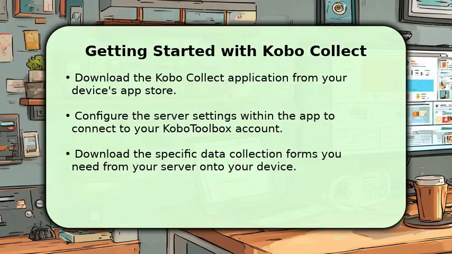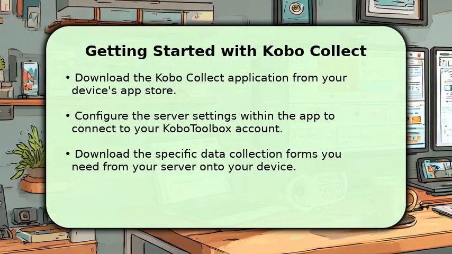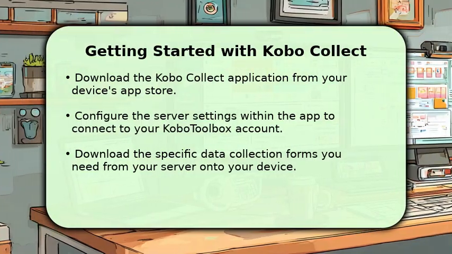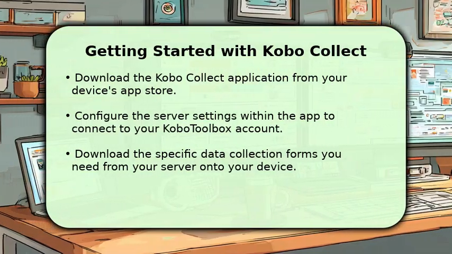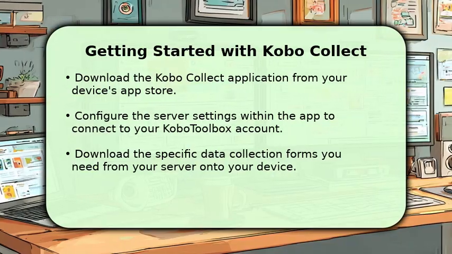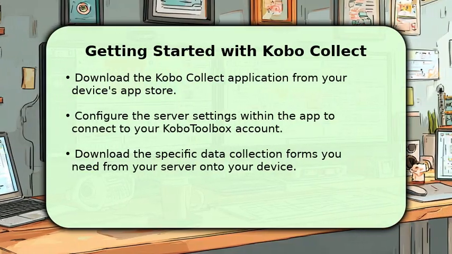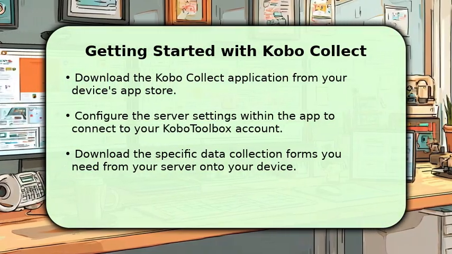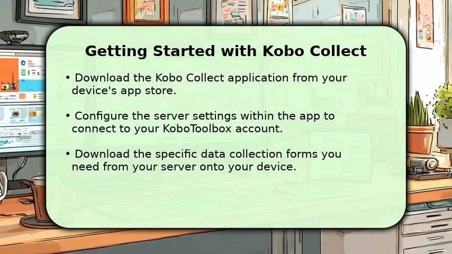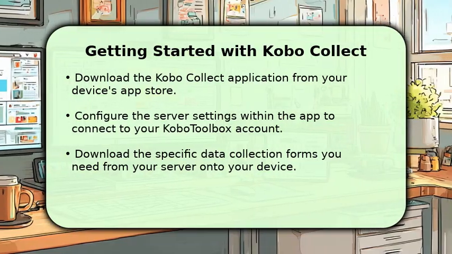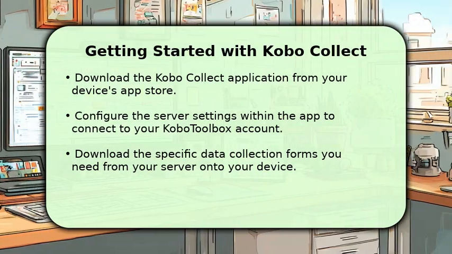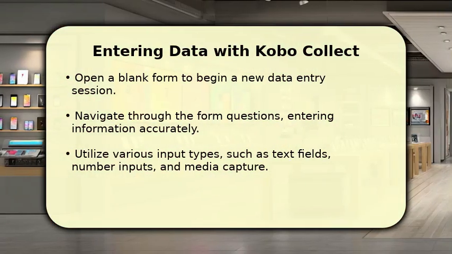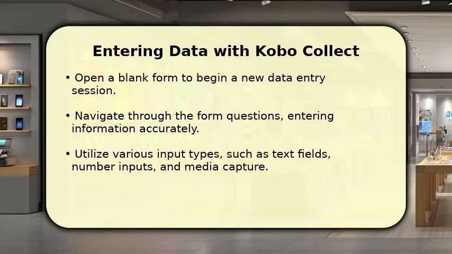To begin, you'll first need to download the Kobo Collect application onto your mobile device from its respective app store. Once installed, the next crucial step is to configure the server settings within the app. This links your device to your Kobo Toolbox account, allowing you to access your projects. After successful configuration, you can then download the specific data collection forms that you'll be using directly onto your device, preparing it for fieldwork.